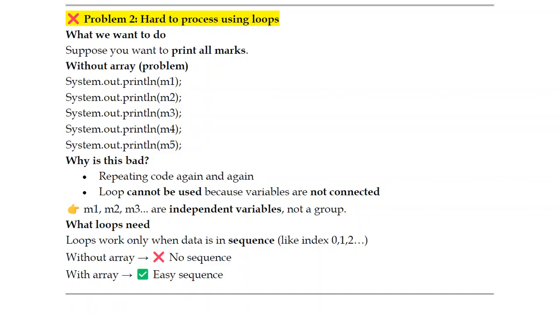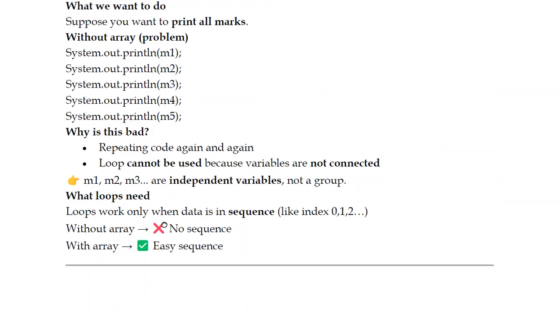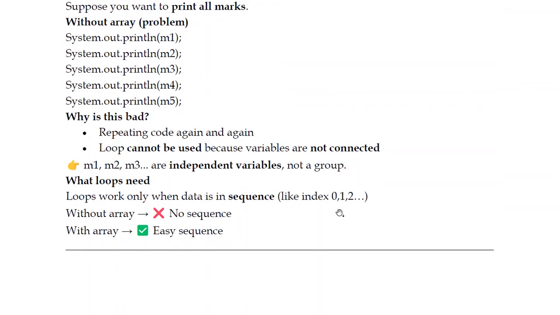It's not possible here, because with 5 variables, 10 variables, or 1,000 variables, each time the variable name differs. You are not going to write for int i equal to 1, i less than or equal to 10, i plus plus, so that it executes 10 times. It's not executing in this order. m1, m2, m3 are different variables, not a group. Loops are needed when there is a sequence like 0, 1, 2. Without an array, a sequence is not possible. You are simply using m1, m2. There is no relationship between m1 and m2. They are independent.